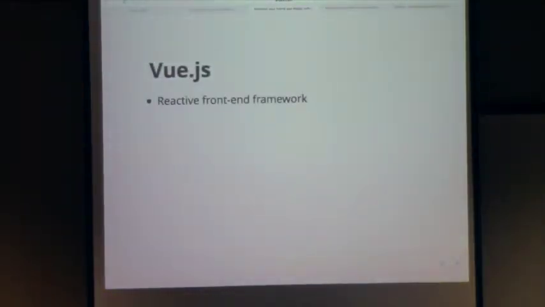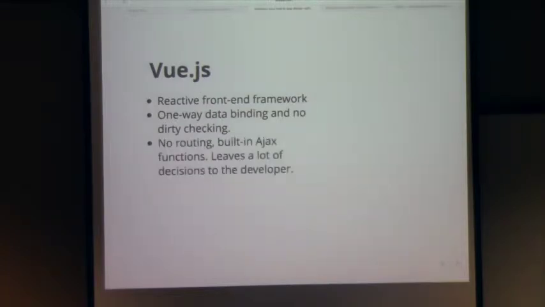I wrote an app using Onsen UI and also something called Vue.js for the data binding. It's a reactive front-end framework. It's very similar to working with React, but on the inside it's quite different. It has one-way data binding and no dirty checking like Angular, so even if you have a lot of bindings, it's quite fast. And it's a very simple API.